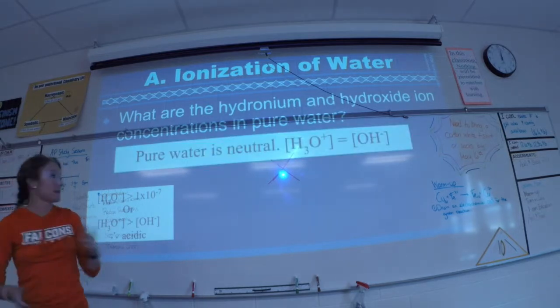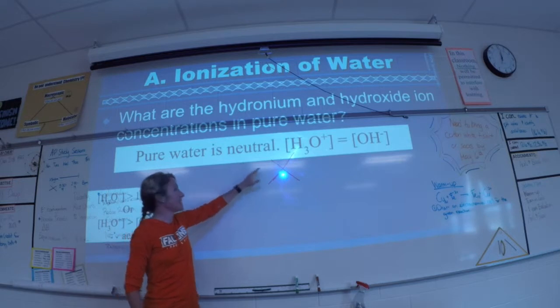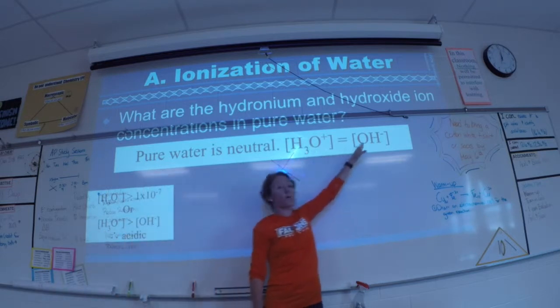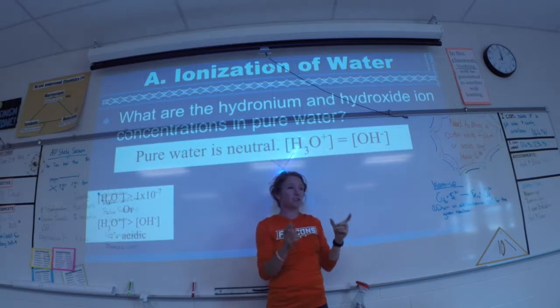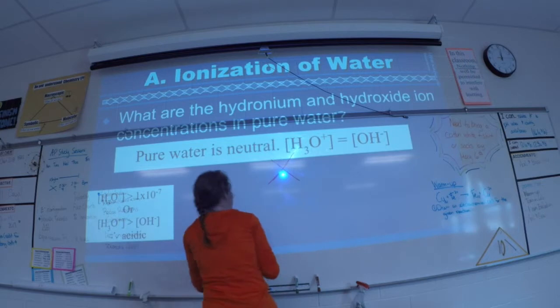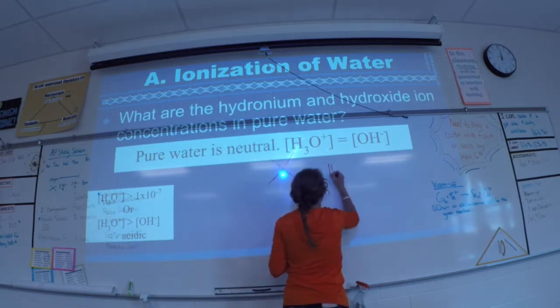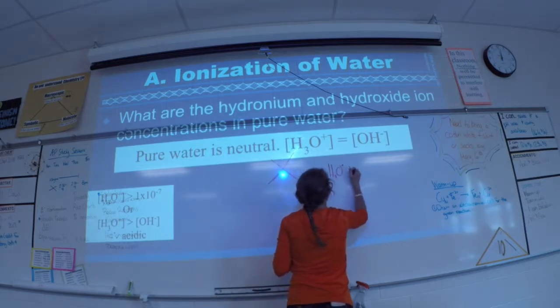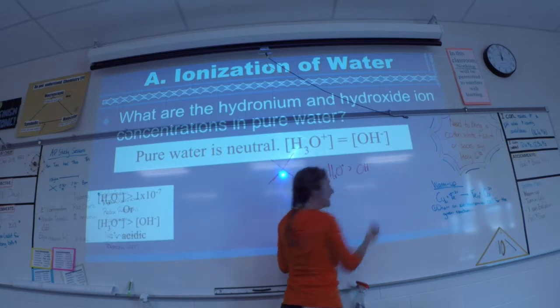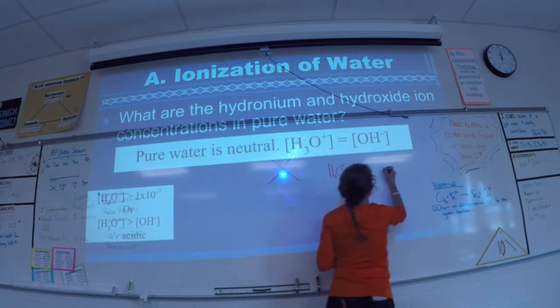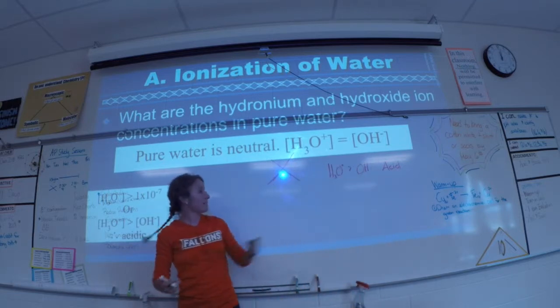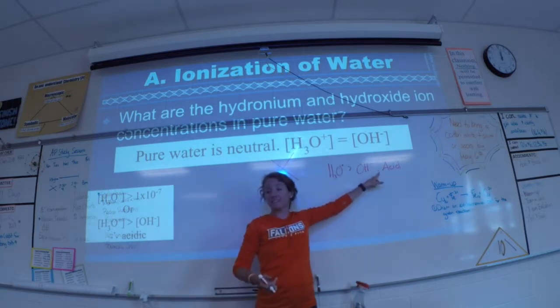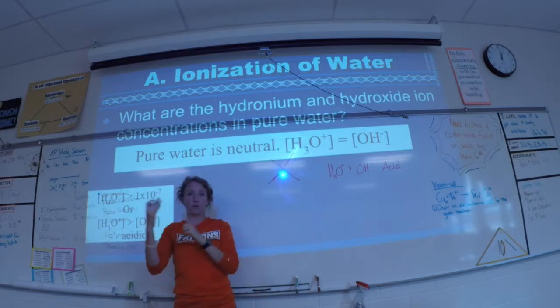Now, what makes something neutral is when the H3O+ and the OH- are equal to each other. When those two things are equal, it's classified as neutral. When the H3O+ gets bigger than the OH-, that's what turns something into an acid. So when you have more hydronium than you do hydroxide, that's what makes something more acidic.